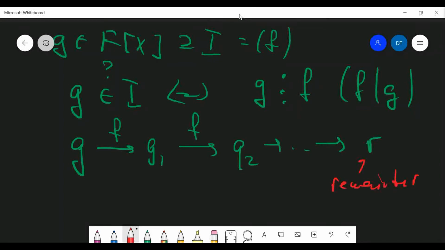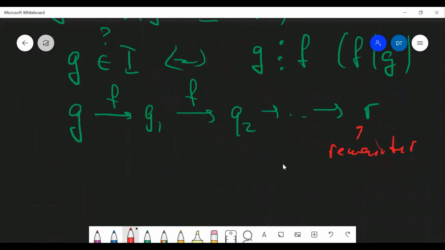Because how does this process work? You multiply F by X to the power of something with a coefficient and subtract from G. Then you multiply F by X to the power of something with a coefficient and subtract from G1, and so on and so on. After this procedure, you will get a polynomial R of degree smaller than F. Well, if it has a monomial of degree equal to F or larger, then you can proceed the reduction process. So after this procedure, you will get exactly what you get via the division procedure.